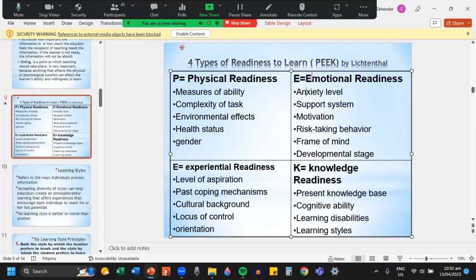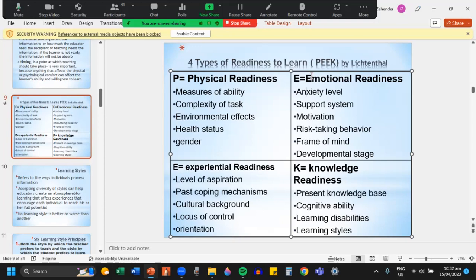Next, you have E for your experiential readiness. So, level of aspiration, what the patient's goal is and what he wants to achieve. Next, past coping mechanisms, the cultural background, because definitely there are cultural practices or religious practices that determine a patient's readiness to learn. Next, locus of control and orientation.